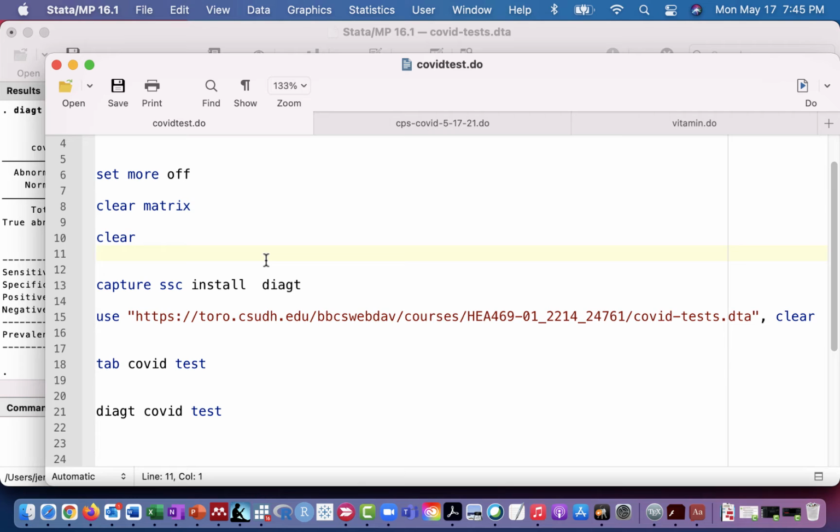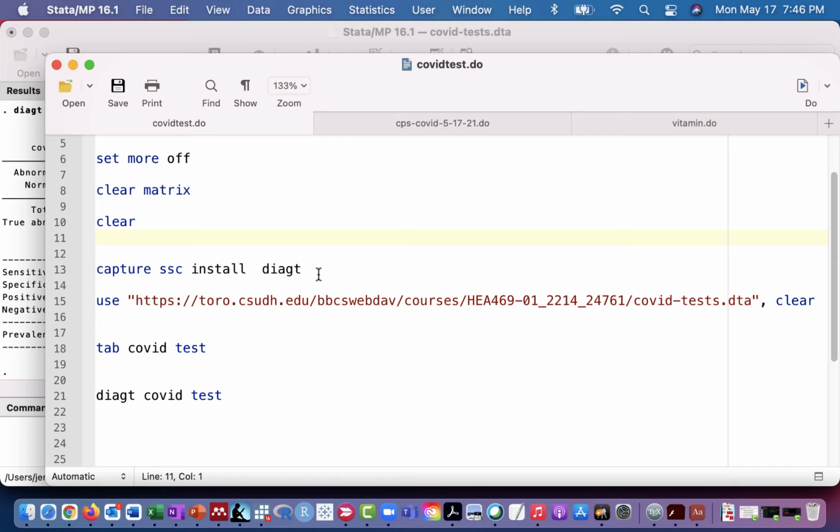So, for example, I already have diagt installed. I already have the diagnostic test add-on installed. So it might give me an error message, and if I type capture, then it's just going to ignore that. But this should install it if you don't yet have it installed.